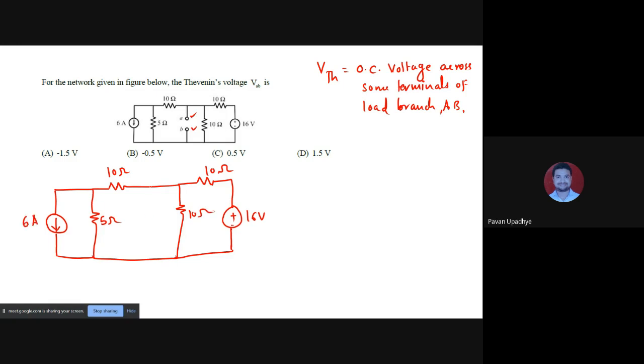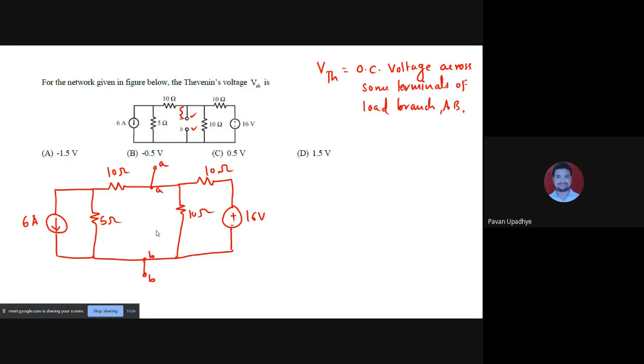And instead of showing A over here, this A can be shown in this manner also. This B can be shown in this manner. Okay, so we have to find out the voltage between A and B. And this is also point A, this is also point B. So we have to find out the voltage difference between point A and point B.